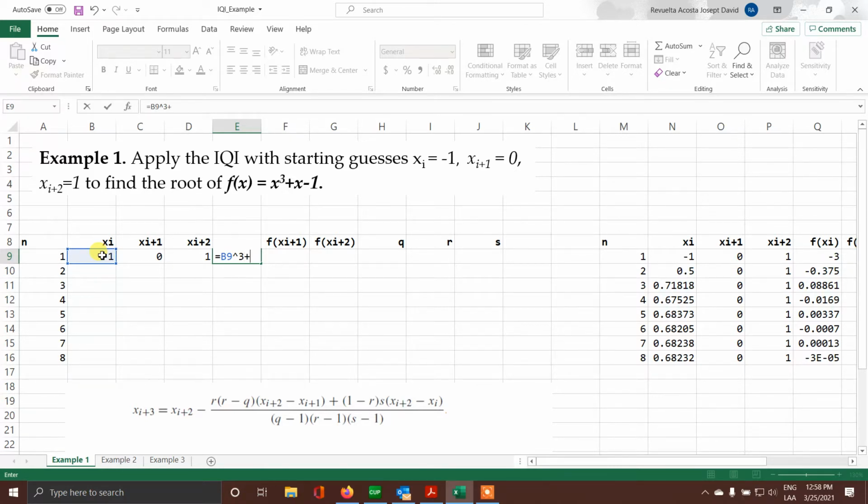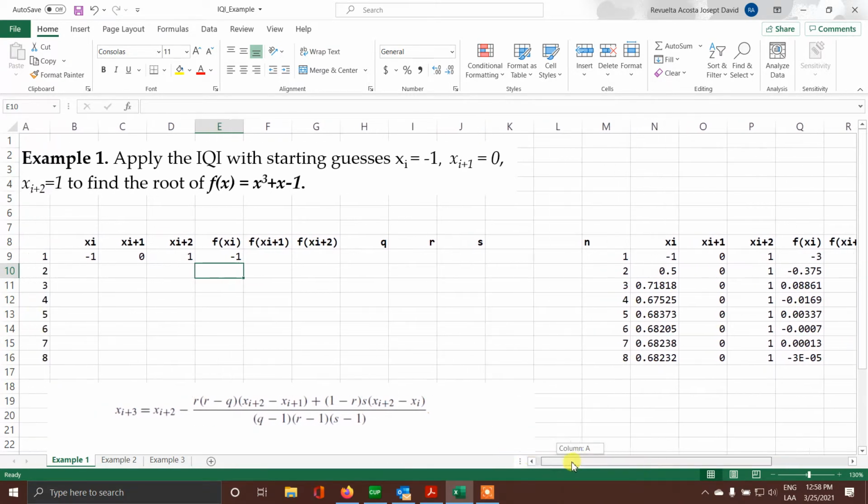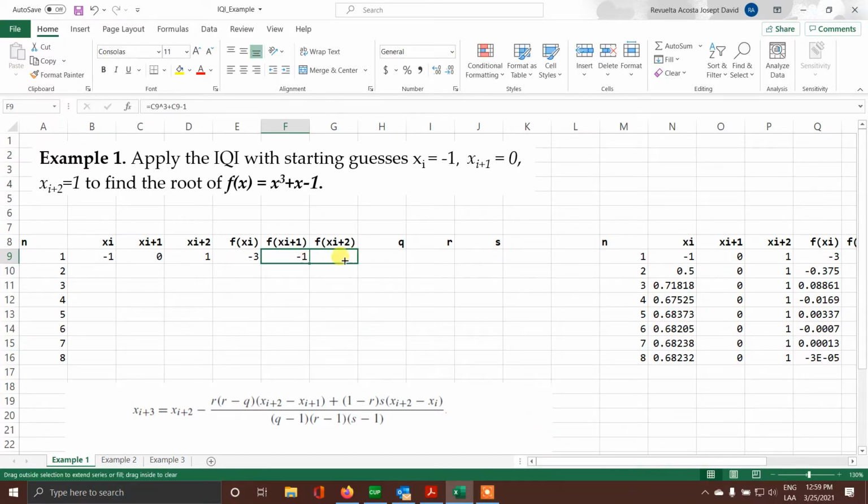Oops, I think I made a mistake. Yeah, this is minus. There you go. So then we have the same formula, but now it's going to be evaluating xi plus 1. So what I just have to do is move it right here. So now it's evaluating xi plus 1. And then we evaluate xi plus 2, which is actually the same function evaluating this xi plus 2. So if you see, it's actually very simple, and we're having the same solution as the other ones.